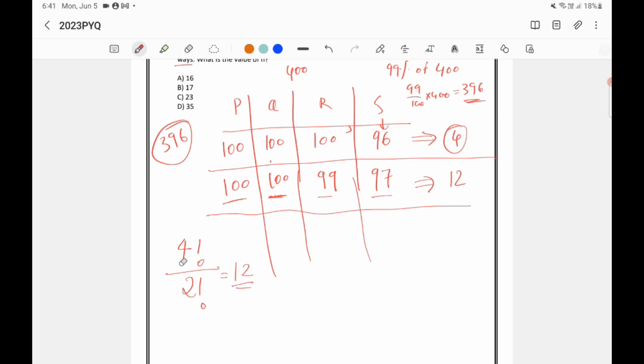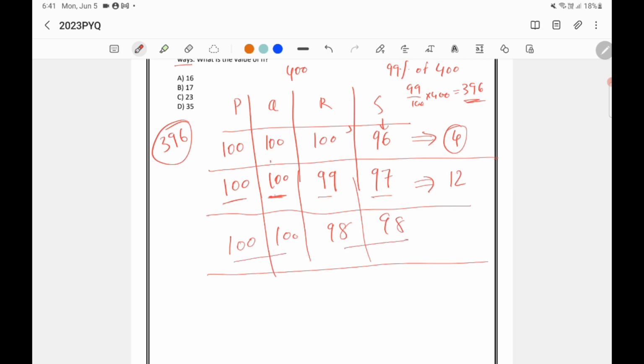Similarly, just try the next possibility. Okay, so 100, 100, 98, 98 is a possibility. So here actually 100 is coming 2 times and 98 is also coming 2 times. So how many possibilities will be there? 4 factorial divided by 2 factorial into 2 factorial. So if you do this, you will get 6. So total 6 possibilities are there in this arrangement.